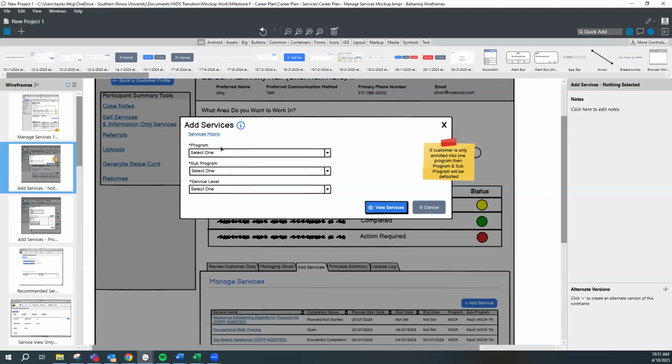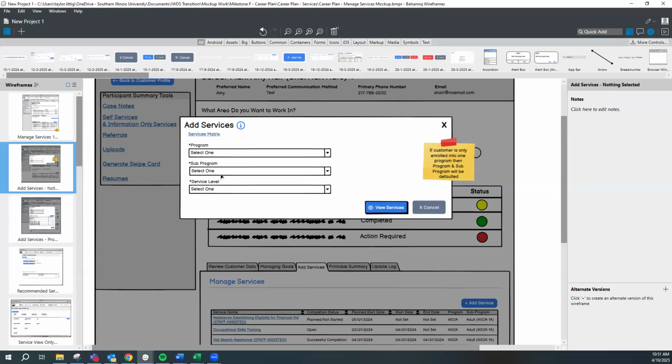So if you have a customer who has been certified for a WIOA adult, and that's the only program they are certified under, this will default for you. You won't have to select anything. This will already be WIOA. This will already be adult.